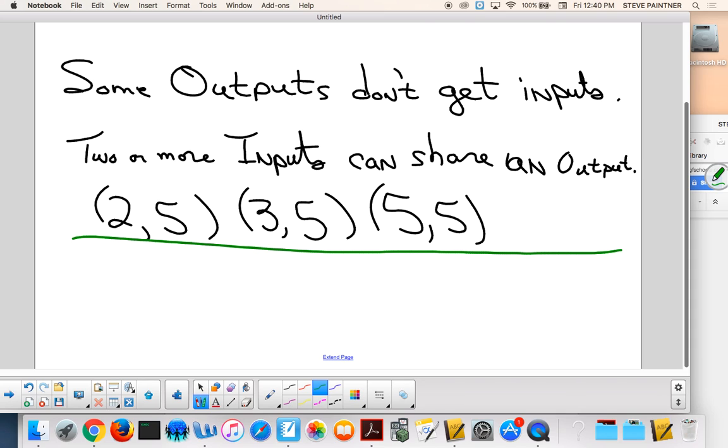I just wrote each input must be paired with an output. That's all I wrote.